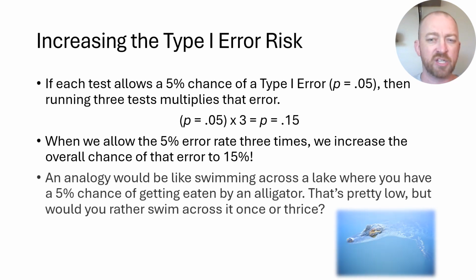Now, let me give you maybe an analogy that'll hopefully make it a little more understandable. That's a little bit like saying, hey, there's this nice big lake here and there are alligators in it. You have a 5% chance of getting eaten by an alligator when you swim across the lake. Now that's pretty low, right? You have a 95% chance of getting across the lake just fine. But would you rather swim across the lake only 1 time, or would you rather swim across it 3 times? Right? If you swim across it 3 times, now overall you have a 15% chance of getting eaten by an alligator. That seems like too much, right? That's essentially the problem here with the type 1 error risk rate. If we multiply it by 3 times, we have a much higher rate of making a mistake overall. So we don't like to do that.